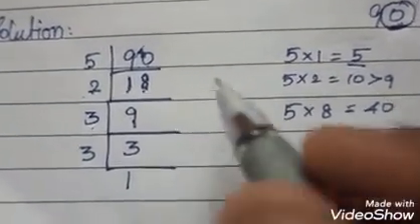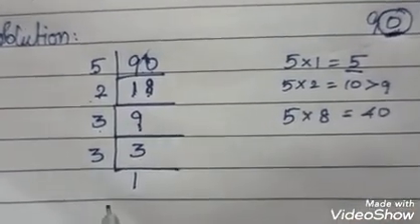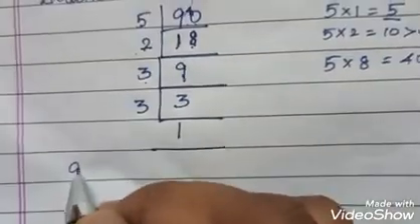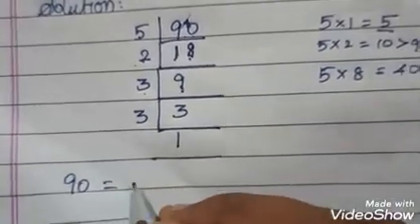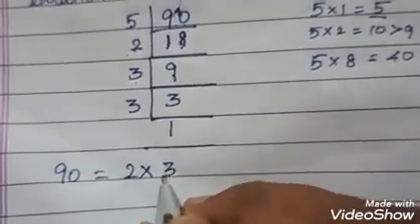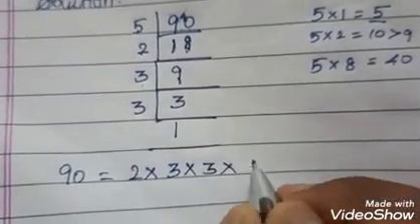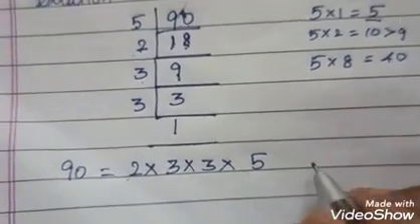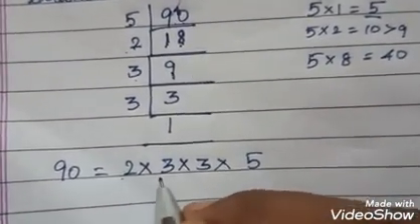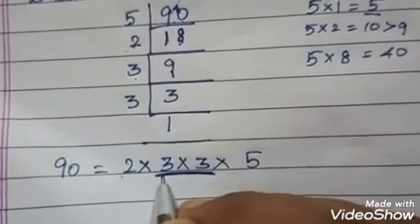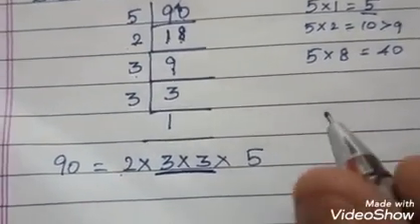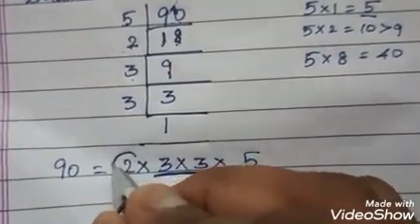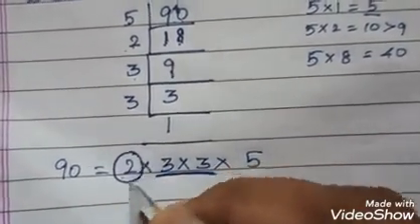I already told you, if you reach 1, you can stop the process. Now you write 90, which is equal to 2 into 3 into 3 into 5. So you write it in ascending order, smaller number to bigger number. Then you underline the pair, and round the number which occurs not in a pair. So I have to round 2 and 5.